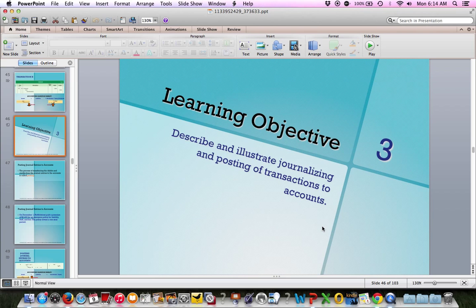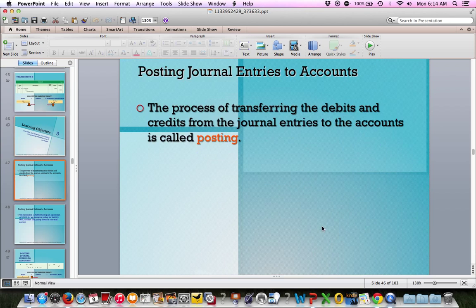Okay, so now we've got a whole bunch of journal entries, right? And we've done some posting to the T accounts. So what do we do next? Posting is that process of taking the debits and credits from the journal entries and transferring them to the ledger accounts, and filling out the T accounts.